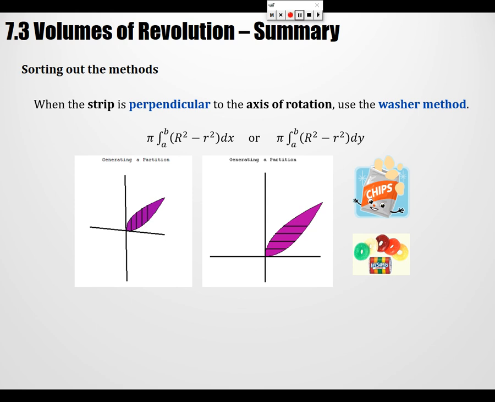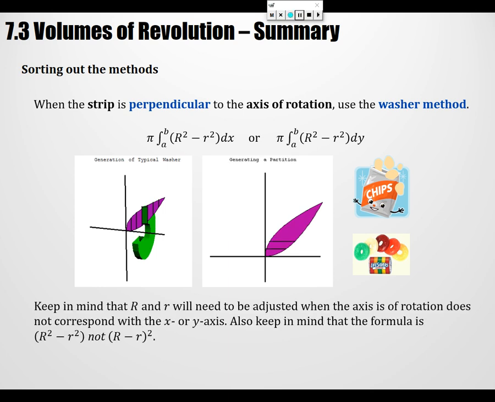And I'll just put up as a review from the other day: what about the washer method this past week? When is that appropriate? Well, that's appropriate when the strip you make, the way you're cutting the solid, is perpendicular to the axis of rotation. And again, that statement applies whether you're doing it with respect to x or y, right? If your strip is perpendicular to your axis of rotation, then you're talking about the washer method, okay? And these pictures tell it all.